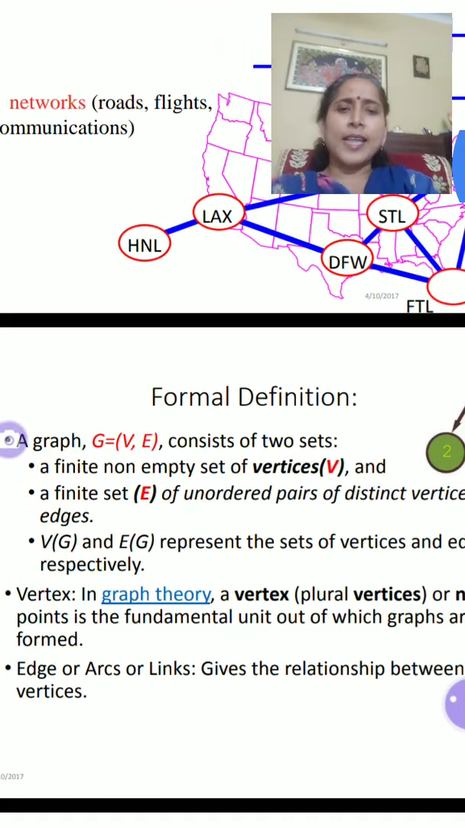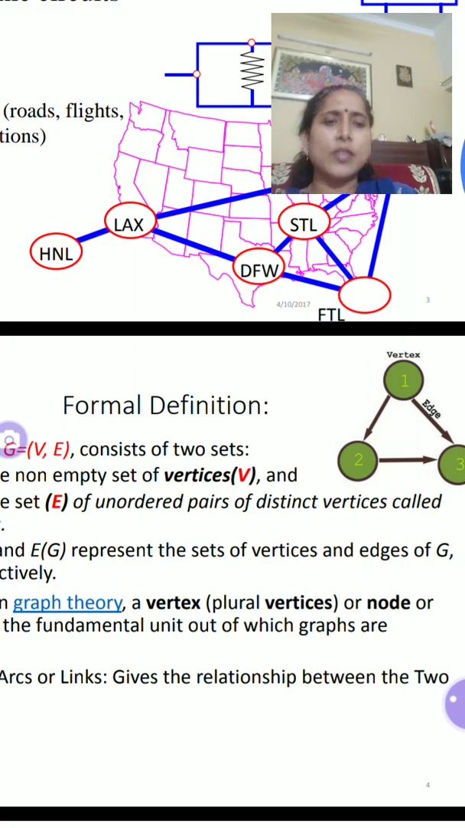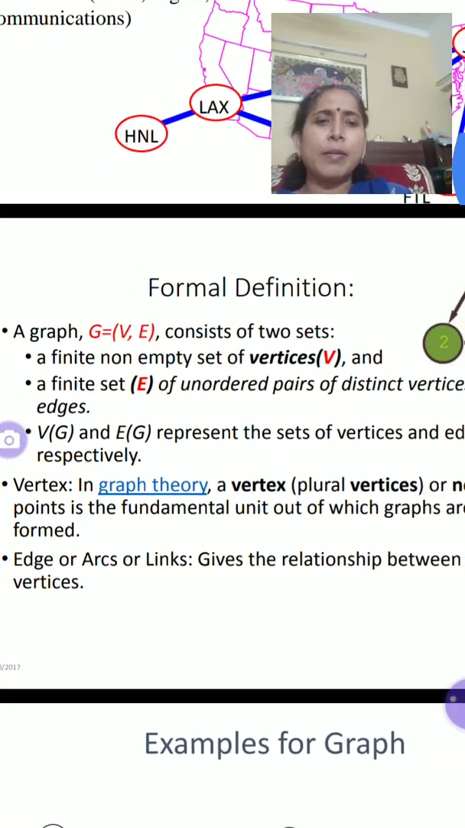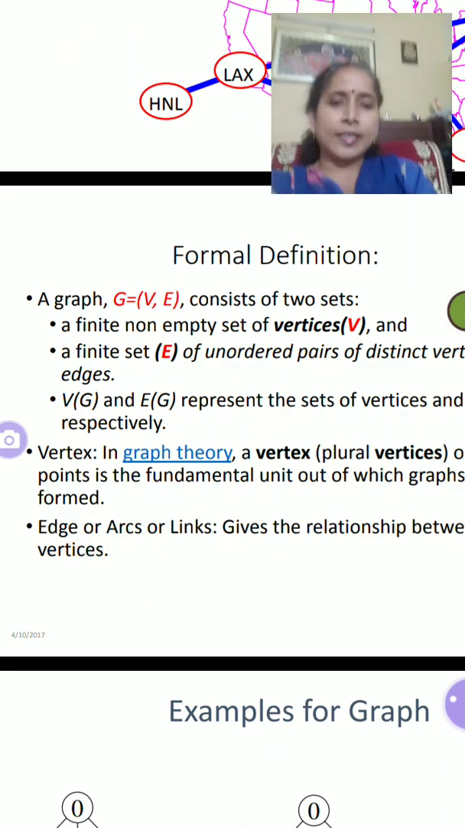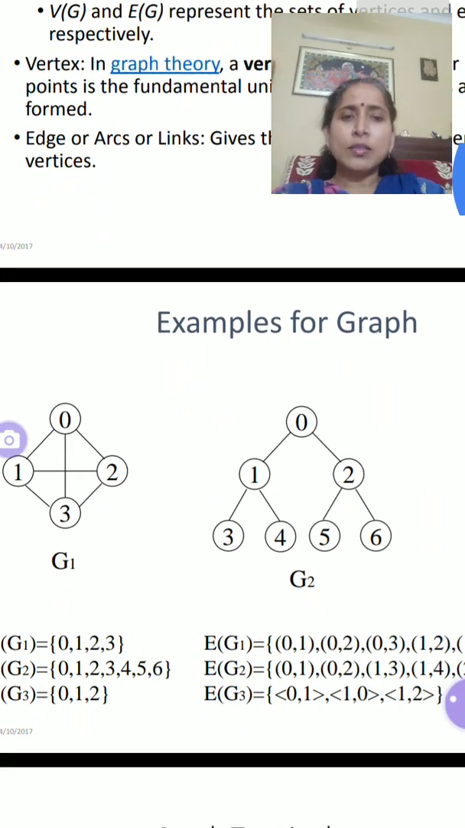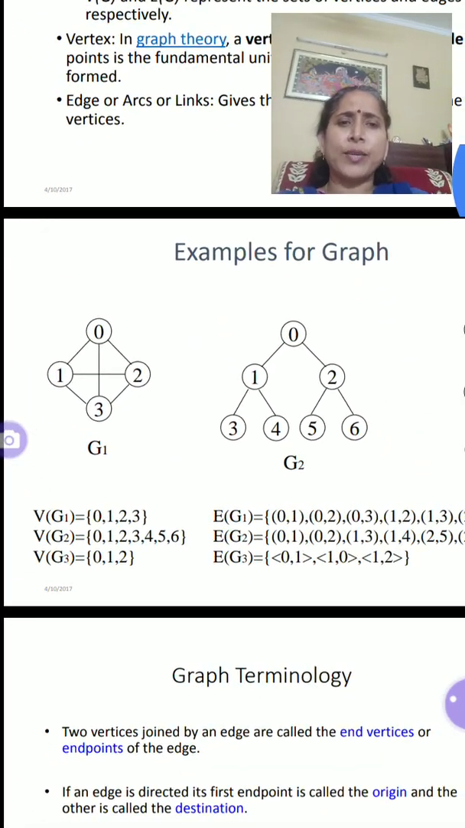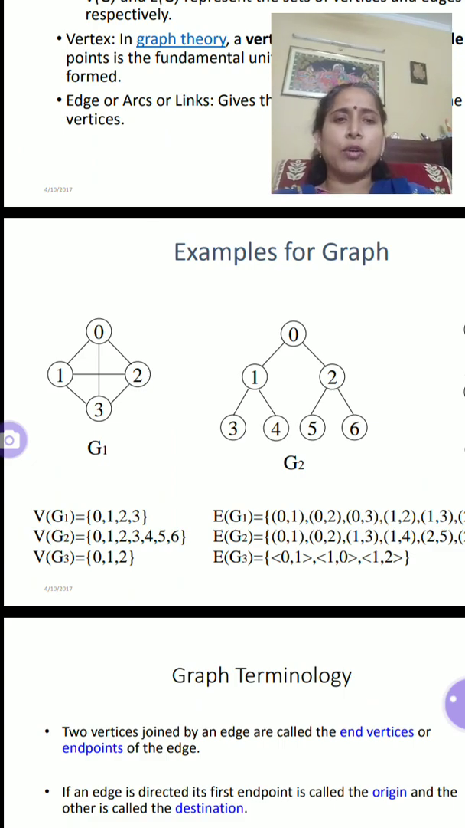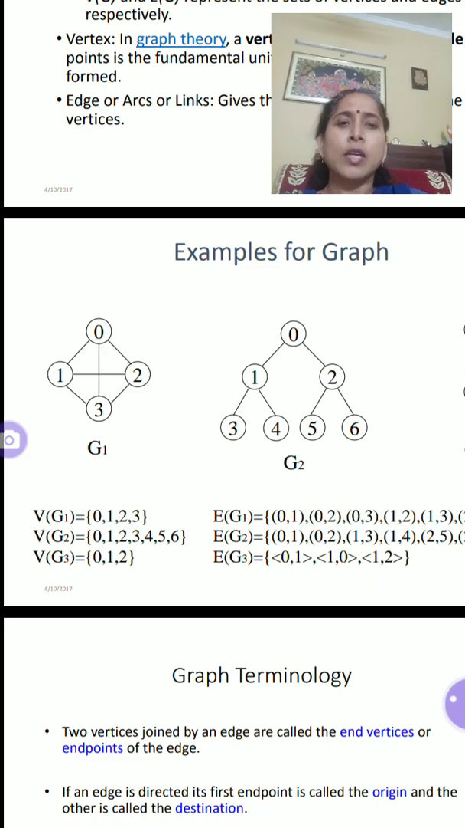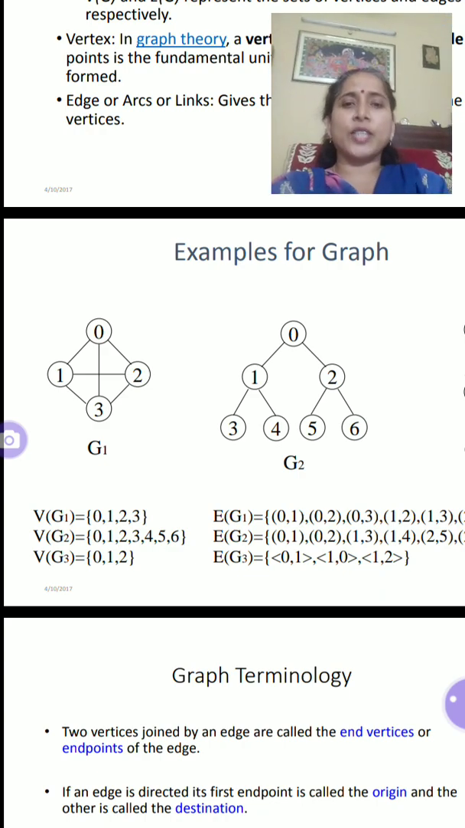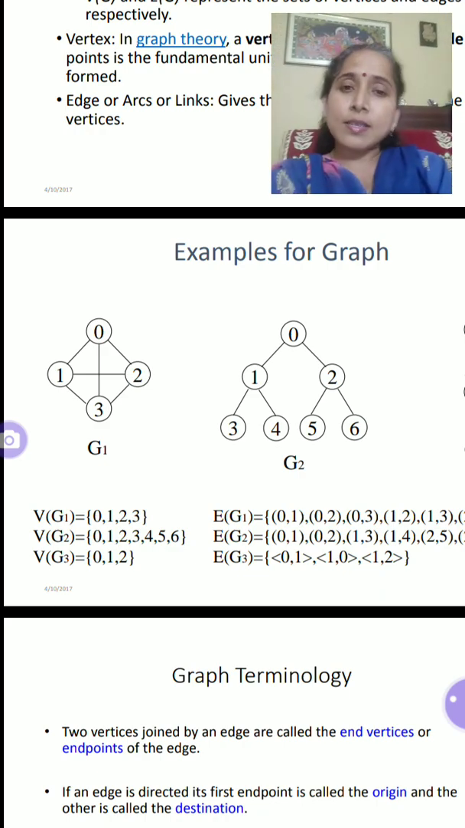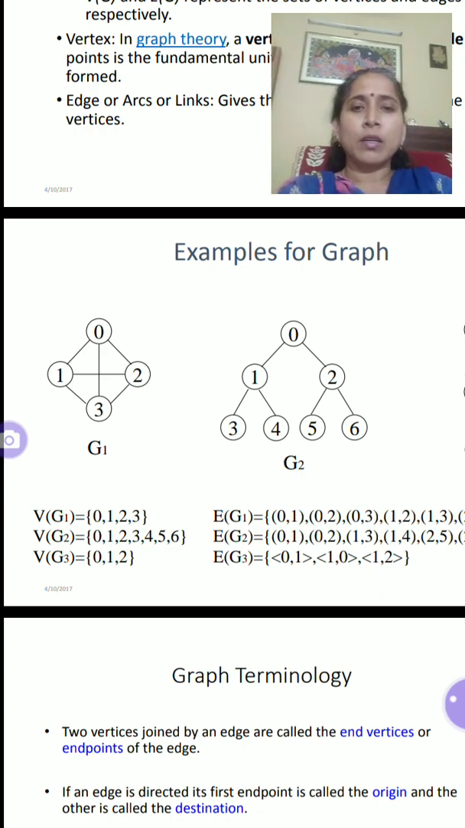So a vertex in graph theory, plural vertices, or node or point, is the fundamental unit out of which graphs are formed, and edges are like arcs that connect these vertices together. So these are the various examples. This is how you draw a graph. You can see G2 is not a graph, but it is a tree because it has node 0 which has two child nodes 1 and 2 and then further. So this looks like a graph, but it is not a graph, it is a tree. Whereas G1, the figure that you can see, is a graph. It's a closed graph where all the vertices are connected to each other.